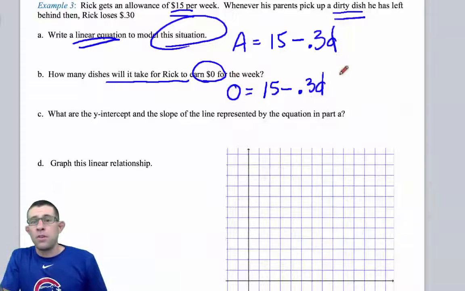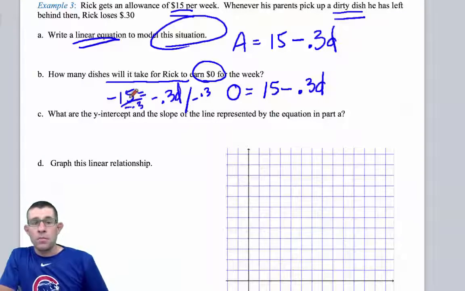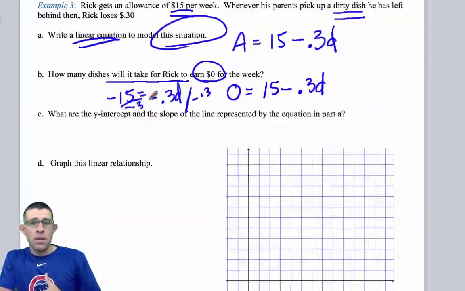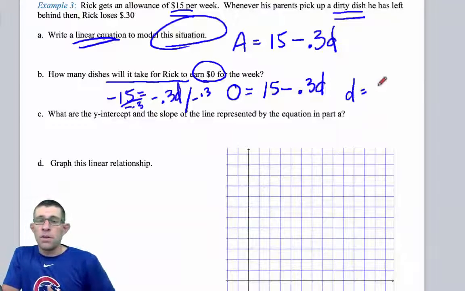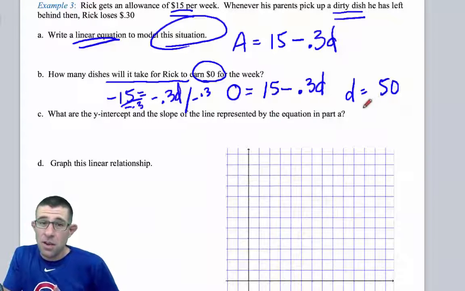Let's move 15 over to the other side of the equal sign. So we'll end up with negative 15 is equal to negative 0.3d. Divide both sides by negative 0.3. When I do that, I'll end up with 15 divided by negative 0.3, and that gives me a total number of dirty dishes equal to 50. That's a lot of dishes, Rick.